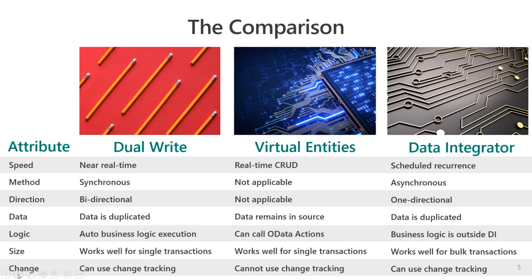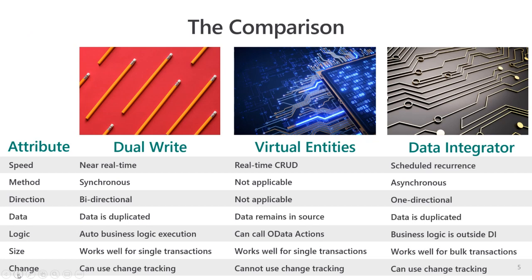But when I use dual write, bidirectional means that I can update those records in either finance and operations or in the common data service. But when we think about the data integrator, it is only one directional. For each particular entity that you're working with, you can only synchronize that entity in one direction, either from finance and operations to the common data service or vice versa, from the common data service into finance and operations.